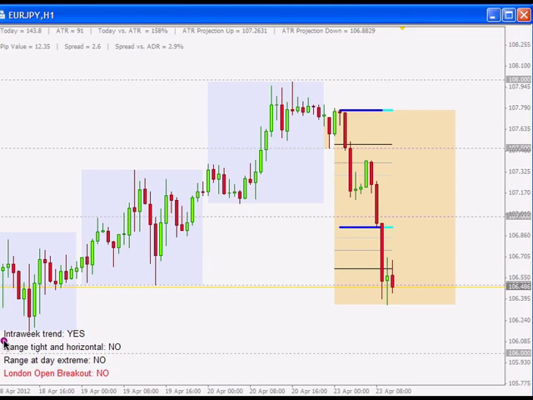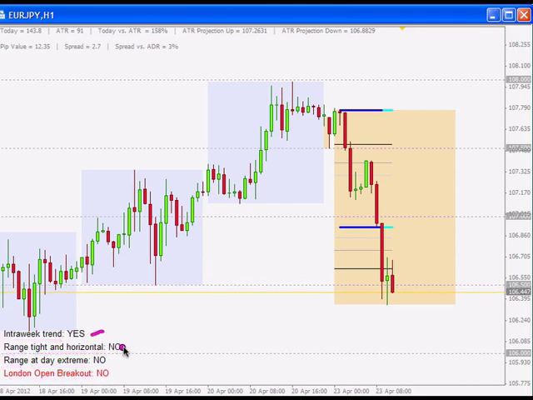Alright, so the indicator runs some mathematical formulas under the hood to determine whether there is an intra-week trend in place or not, whether the Tokyo range is tight and horizontal or not, and whether the Tokyo range is located at the previous day's extreme level. If all of those are marked as yes, then the indicator will certainly mark a yes as far as the London Open Breakout strategy.